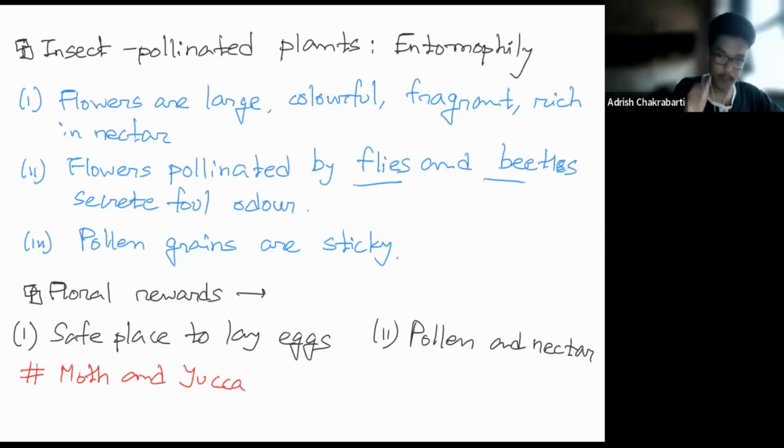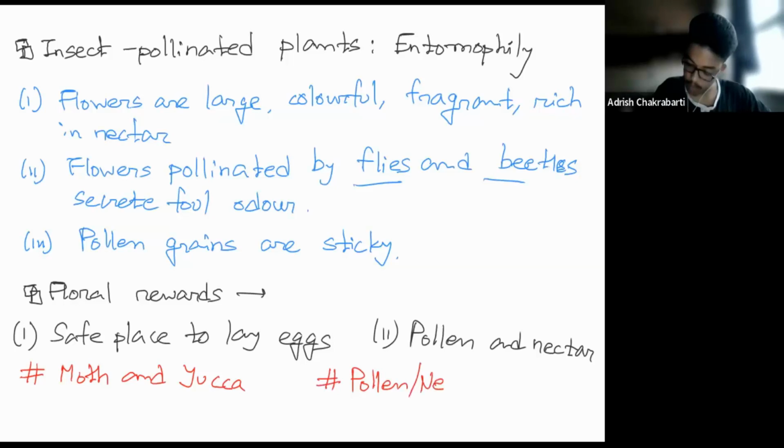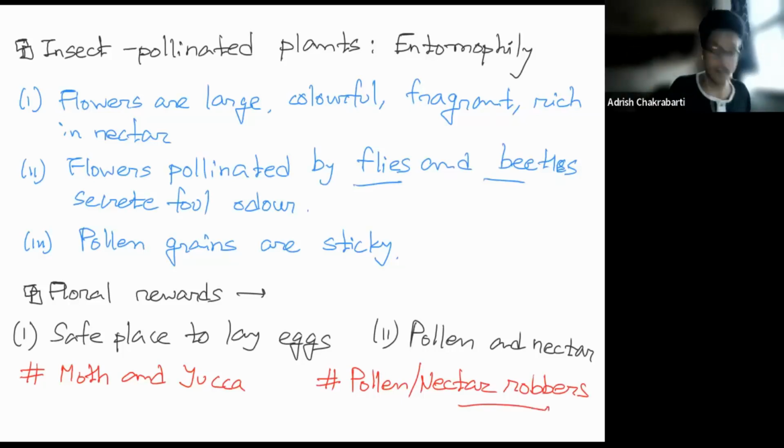In the next page you will find that many insects may consume pollen or nectar without bringing about pollination. Such floral visitors are referred to as pollen and nectar robbers. So here is another highlight point: pollen or nectar robbers. They consume the pollen, they consume the nectar, but they don't cause pollination. So they are not acting as pollinators, but they are consuming the pollen and the nectar. So they are known as pollen and nectar robbers. We have completed pollination, kinds of pollination, and agents of pollination.